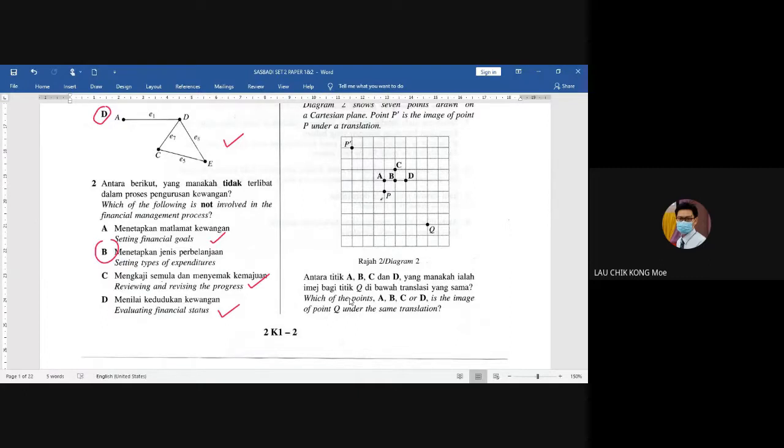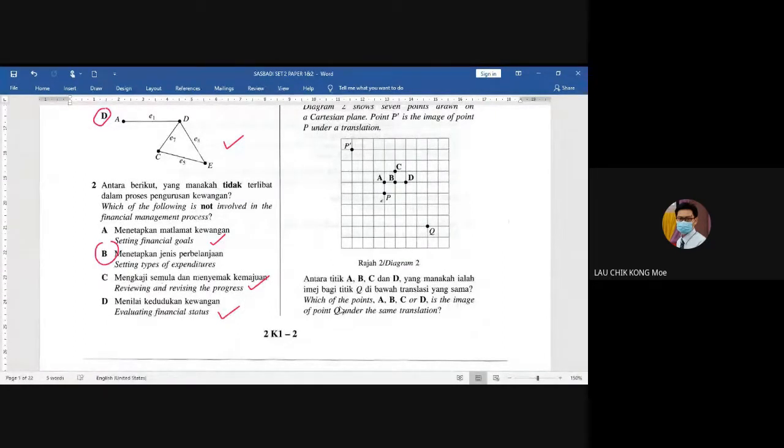Setting the type of expenditure itu bukan dalam proses pengurusan kewangan. So kali ini saya ada satu soalan pengurusan kewangan di section A, yaitu kira cash flow. Itu senang lah, cash flow. Soalan kali ini memang senang. Kalau buat betul-betul memang makan penuh. Okay, so this is question number 2.